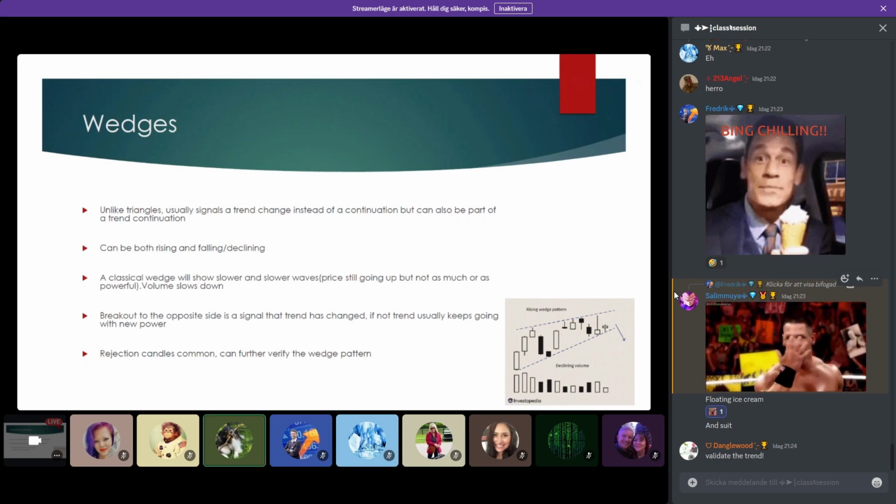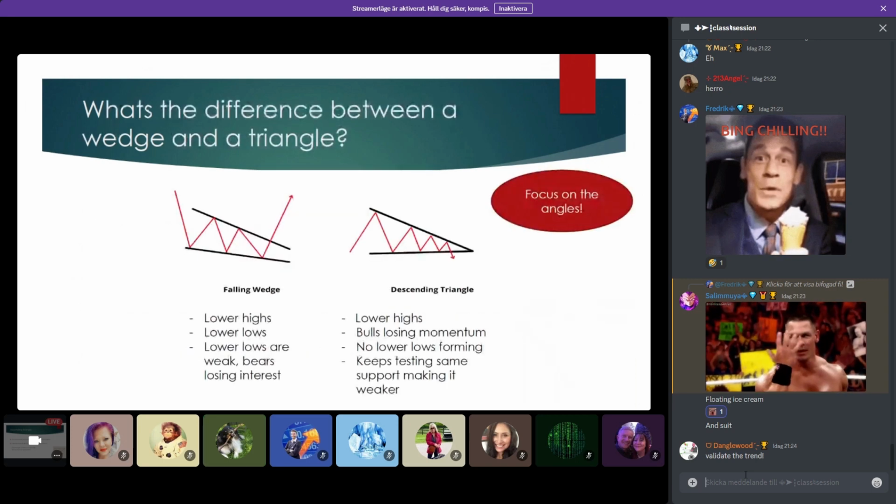But the classical wedge will show slower and slower waves. We have talked about them before, the waves when the price goes down a bit and then boom, upwards, down a bit and continues upward, for example. That is a wave. But here the volume slows down and the party is about to end, more or less, if it's a bull party, for example, in a rising wedge. And we will see a breakout to the opposite side. That is the signal that the trend has changed. And it's quite common with pretty huge reaction candles. That's also a signal that, okay, something is about to happen here.